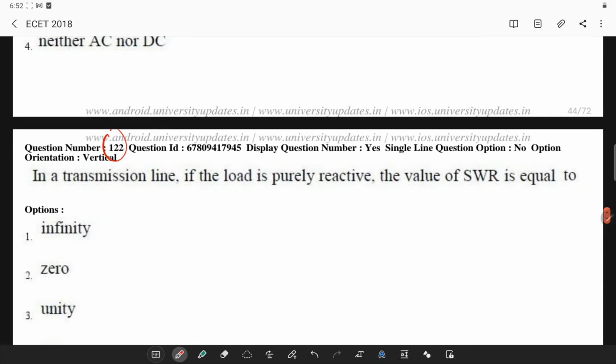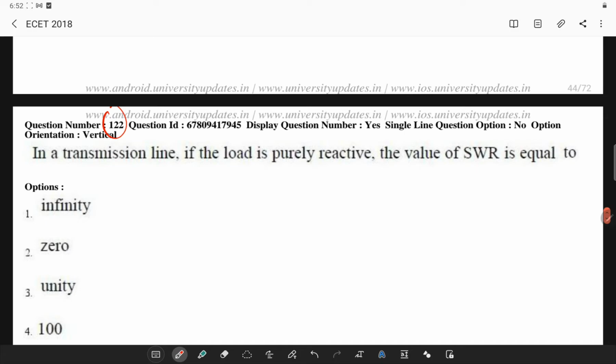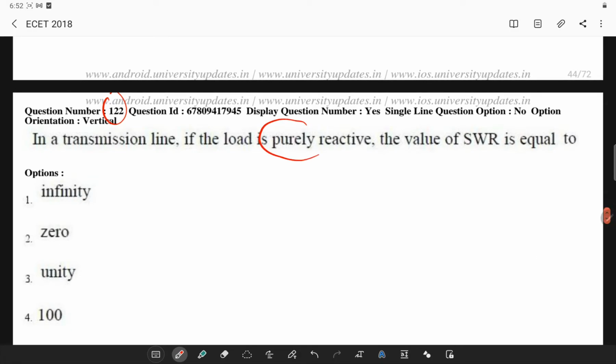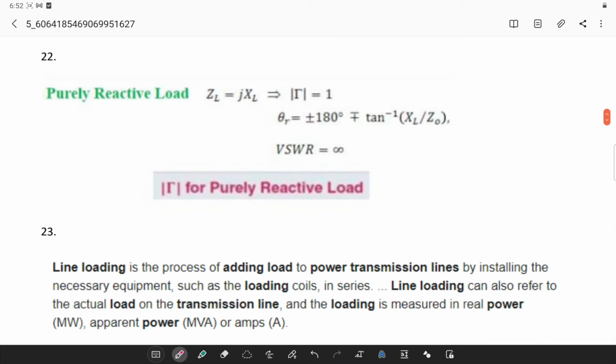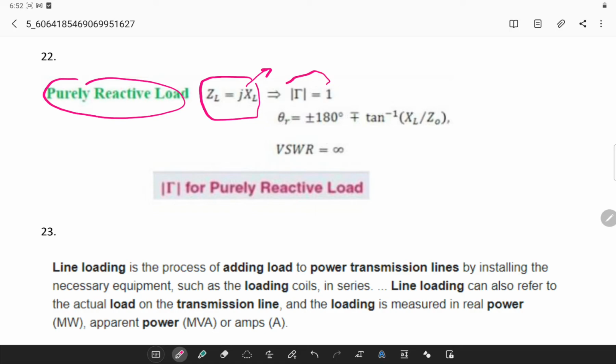Next, question number 122. In a transmission line, if the load is purely reactive, what is the value of SWR? See the options, but the student has to simply remember, for a purely reactive load, which means reactive jXL, you have to remember the reflection coefficient as 1 and the VSWR as infinity. So in this case, reflection coefficient is 1 and VSWR is infinity.